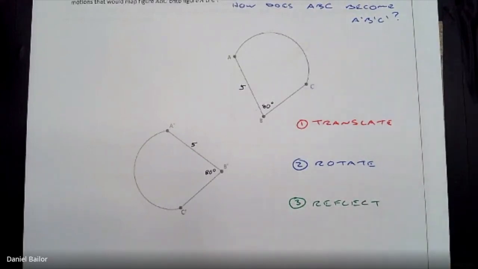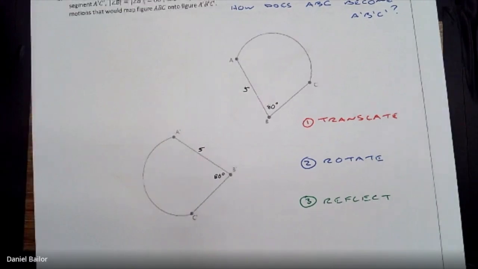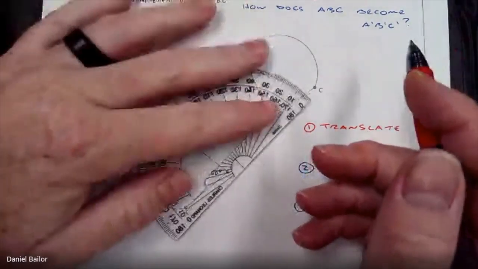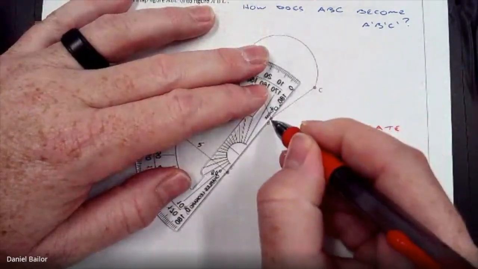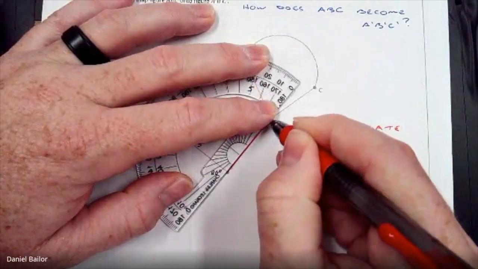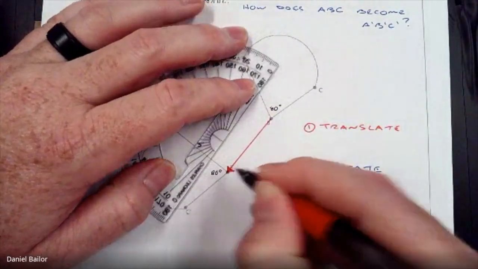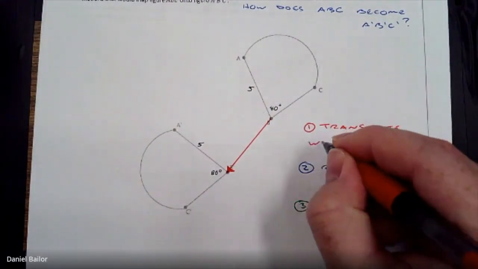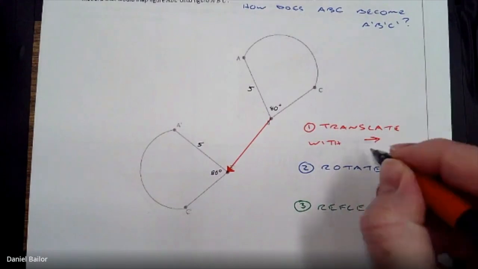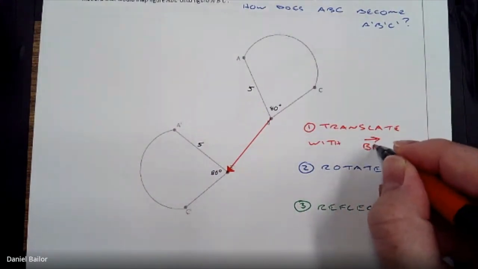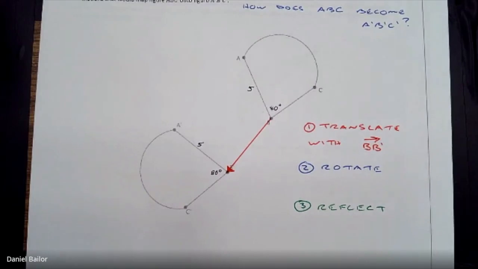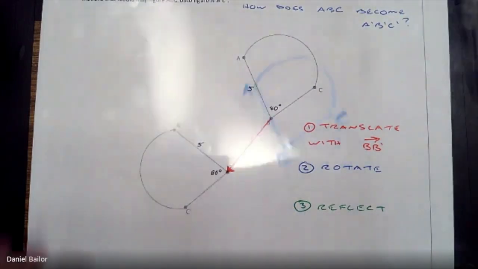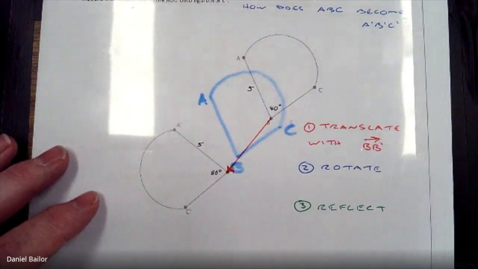But remember, I need to be precise and clear and tell you my rules. So remember, when I translated for step 1, I connected the B's. So my vector is going to connect B and B prime. So that's the vector that I followed. So I translate with vector, start with B and go to B prime. That's the first step. So I follow the vector right there.